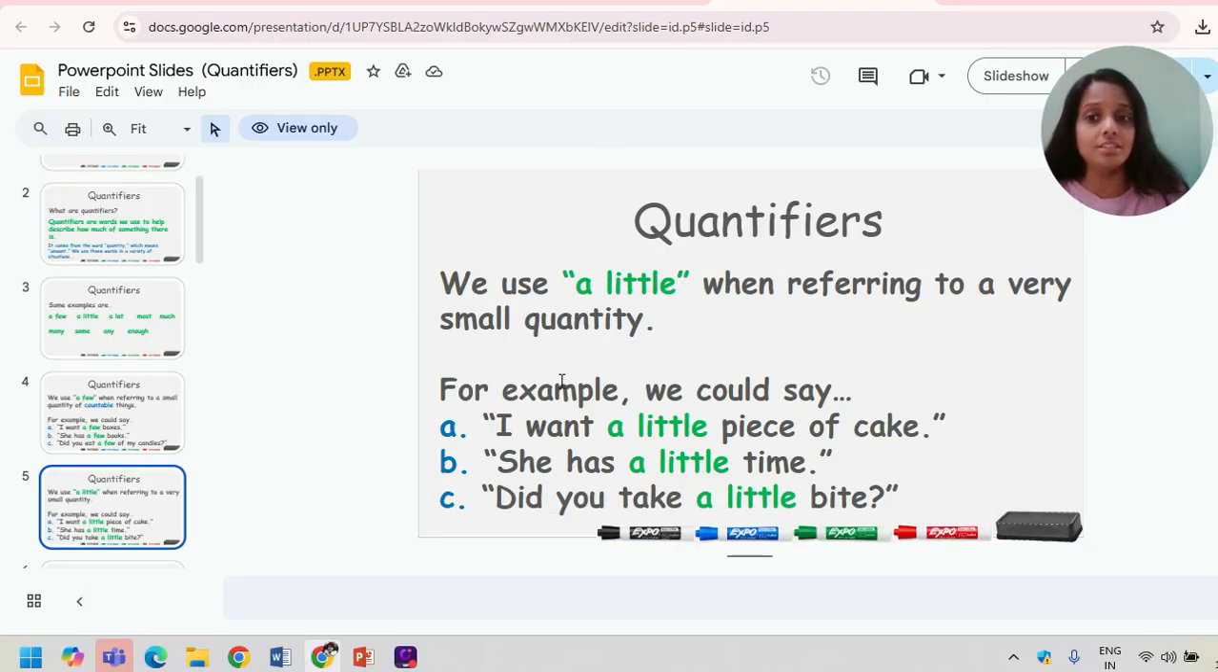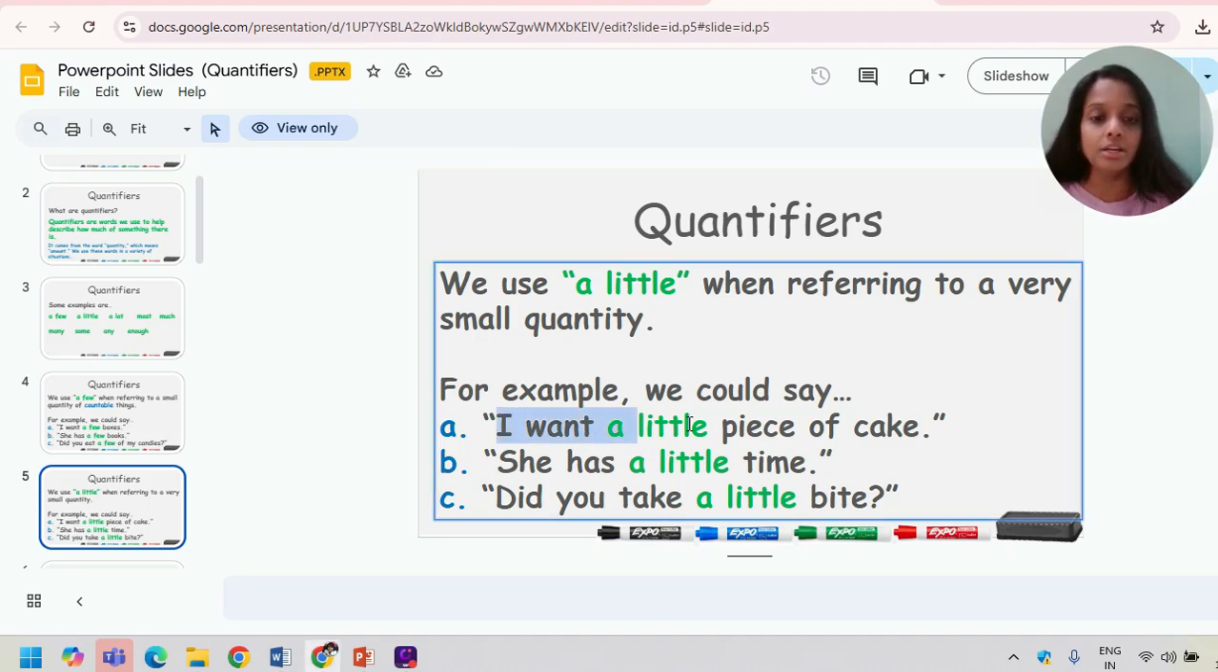The next one is a little. Now, a little is similar, but for non-countable things. When something can't be counted individually, like water, time, or cake, then we can use a little. Examples are given here. I want a little piece of cake. It's just a small bite, okay, not a chunk. She has a little time. Did you take a little bite? So, if you can't count it one by one, then you have to use a little.